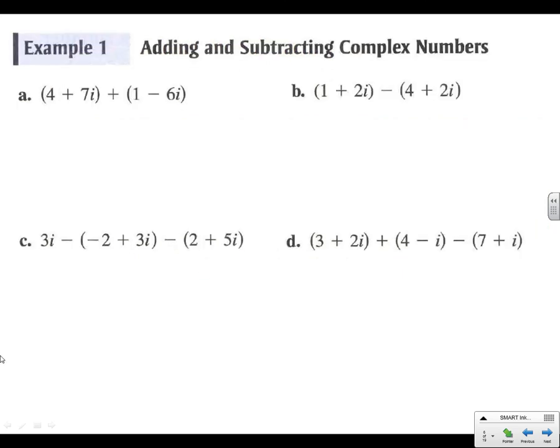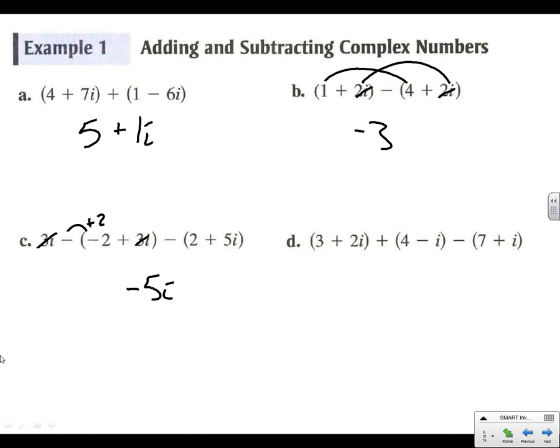So let's run through these. 4 plus 1 is 5. 7 plus -6 is 1i. Boom, there's your answer. 1 minus 4, -3. 2 minus 2 is 0, so that goes away. -3, there's your answer. 3i minus 3i, those are going to cancel. Minus 5i. How about our regular numbers? This is positive 2, the negative would distribute. And minus 2, so that goes away.